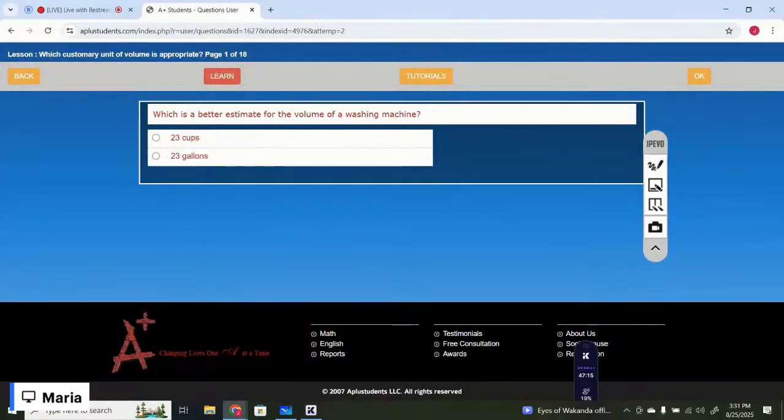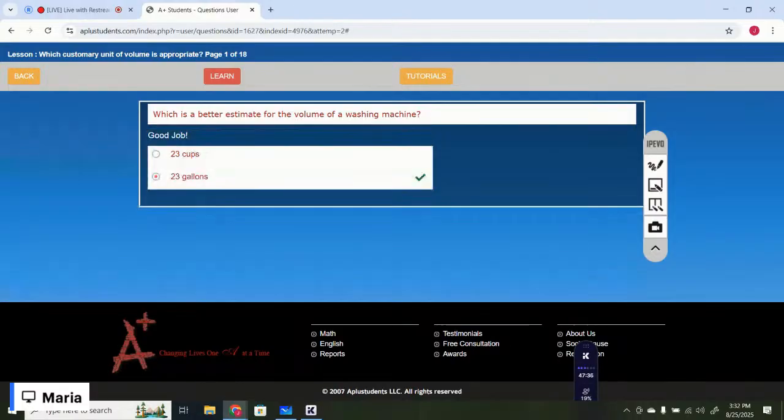Which is a better estimate for the volume of a washing machine? The volume of the washing machine would be 23 gallons. Option number.